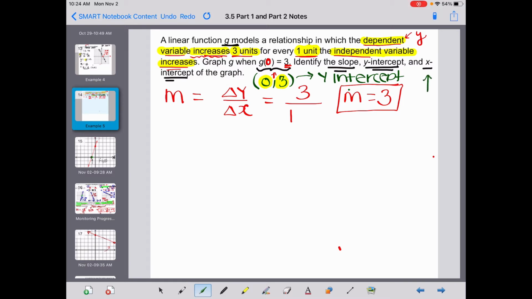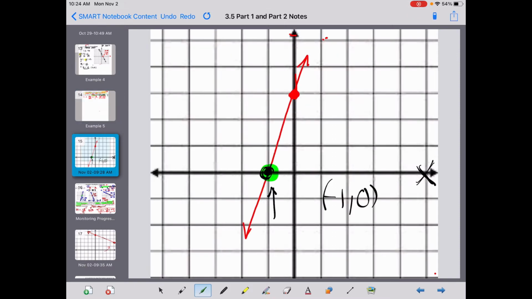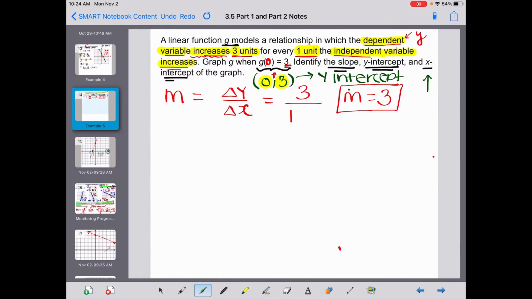If you want to graph this, please pause the video and then check your answer. There's your graph. Once you graph this problem, you can look on your x-axis for the x-intercept. And notice it's (negative 1, 0). And that's it for this problem.